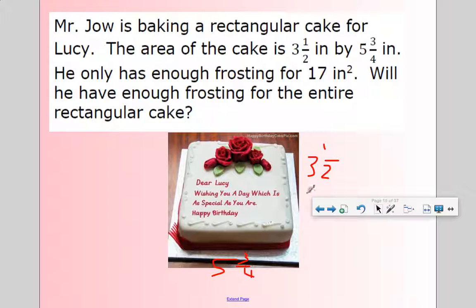So let's find the area of this cake. Dear Lucy, wishing you a day which is as special as we are. I should say, as you are.